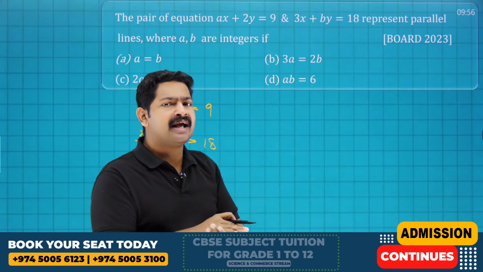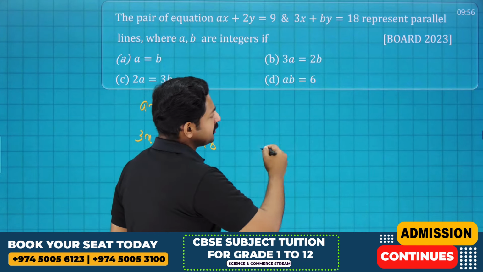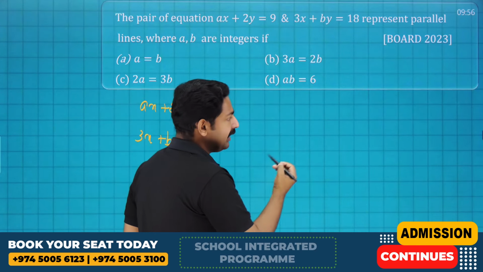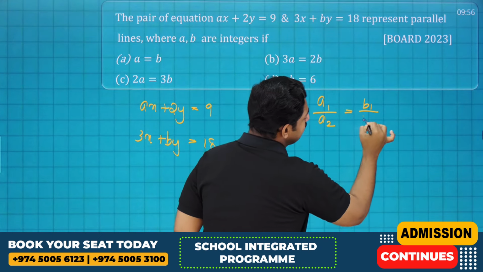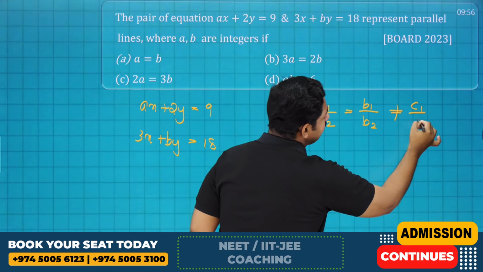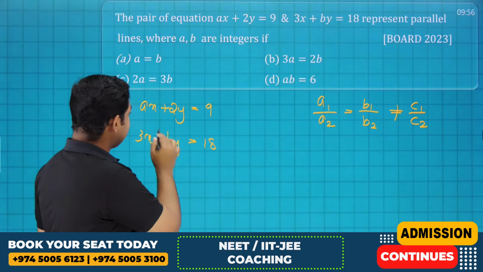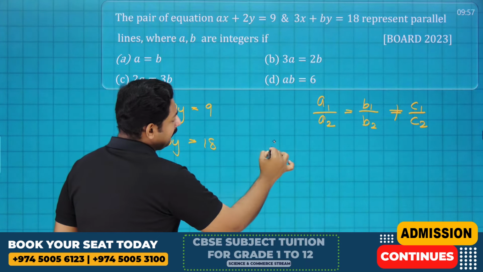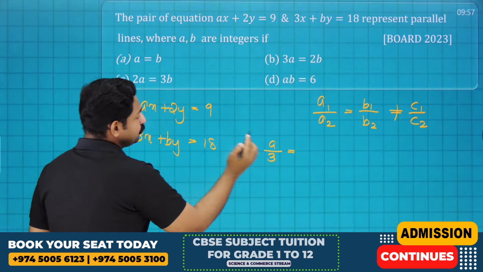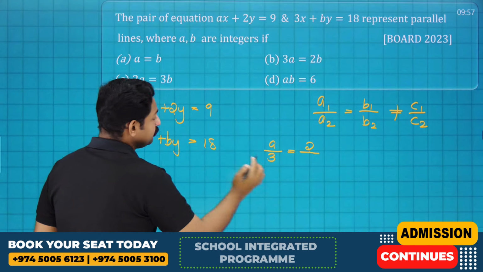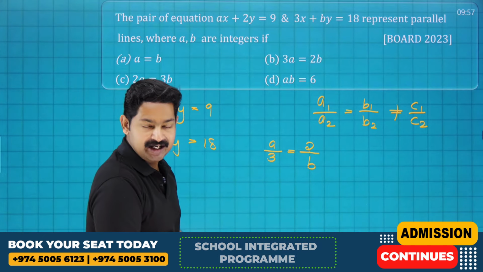So when it comes to parallel lines, what is the condition? If two linear equations represent parallel lines, then we know that a1 by a2 is equal to b1 by b2 is not equal to c1 by c2. This is the condition. So here we can take a1 as a, so a by 3 is equal to b1 as 2, so 2 by, then what is b2? b2 is b. So a by 3 is equal to 2 by b. This is the condition we can take.